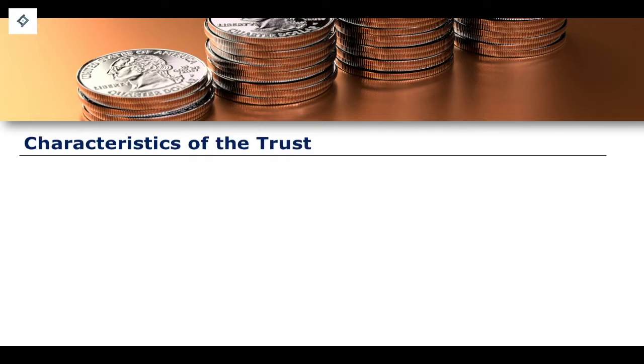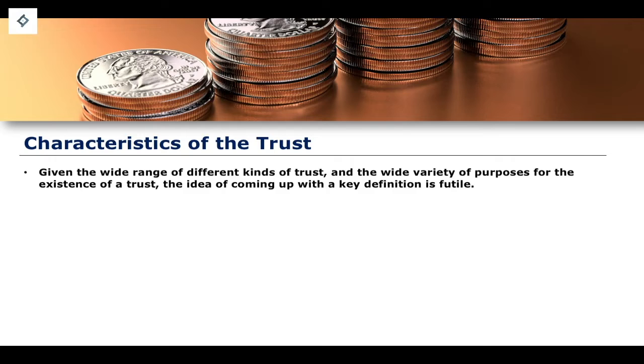So let's think then about the fundamental characteristics of the trust itself. Given the wide range of different kinds of trust that exist, which is something that we'll explore in the next lesson, bear in mind the next lesson is going to talk about only the main types of trust. There are many, many different kinds of trust that exist in this area. But given the wide range of different kinds of trusts, and given the wide variety of purposes for the existence of a trust, the idea of coming up with a key definition is something of a futile attempt.